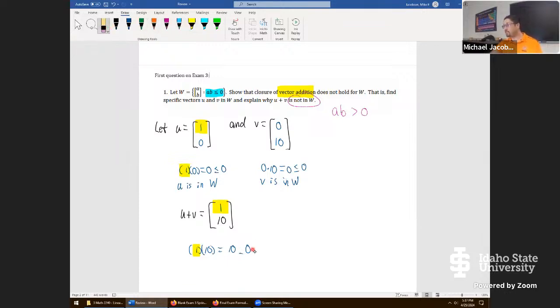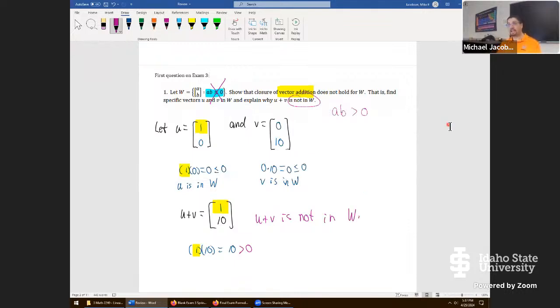And that means we have satisfied our objective. That is greater than 0. And so that follows, if it's greater than 0, it did not satisfy this condition, meaning our vector U plus V is not in W. So U plus V is not in W.